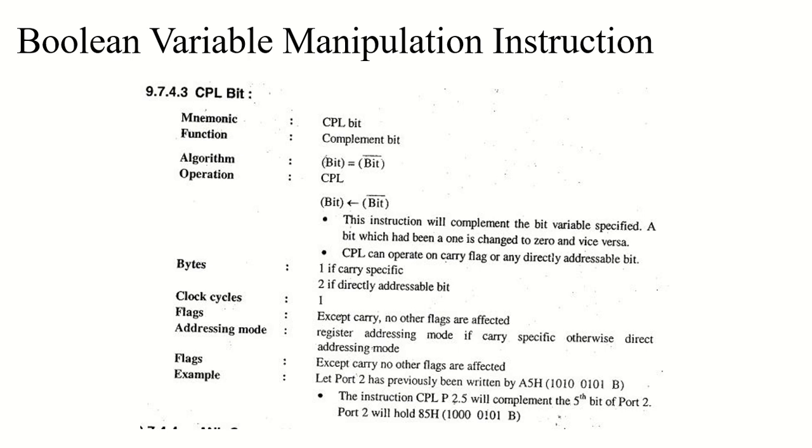For example, let's see port 2 has previously been written with A5H. So the instruction CPL P2.5 will complement the fifth bit of the second port, and that complement will be stored in port 2 itself. So if it was containing A5H previously, now taking the complement of the fifth bit, what do you have? You will have 85H.